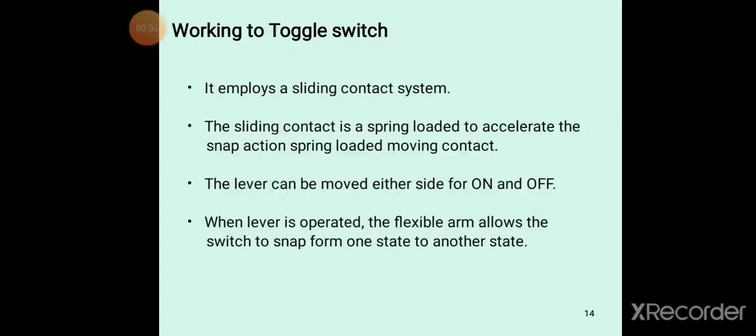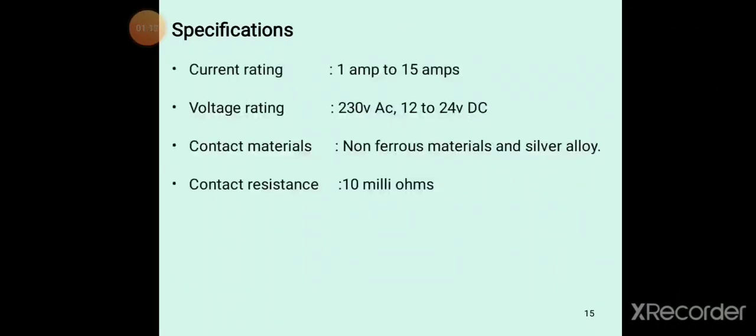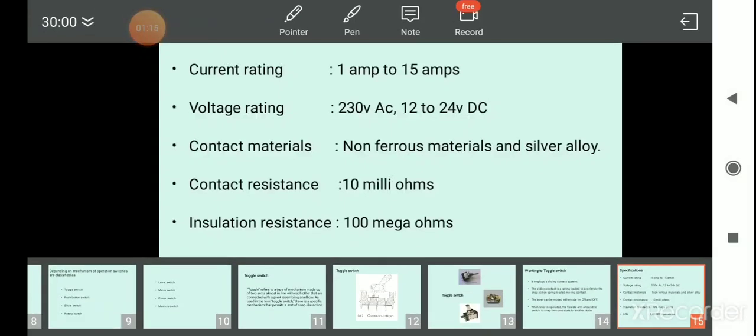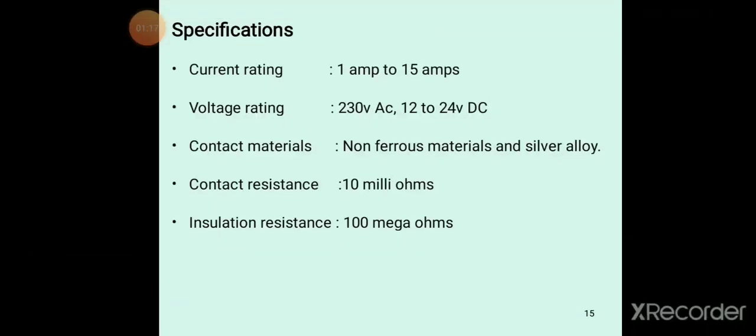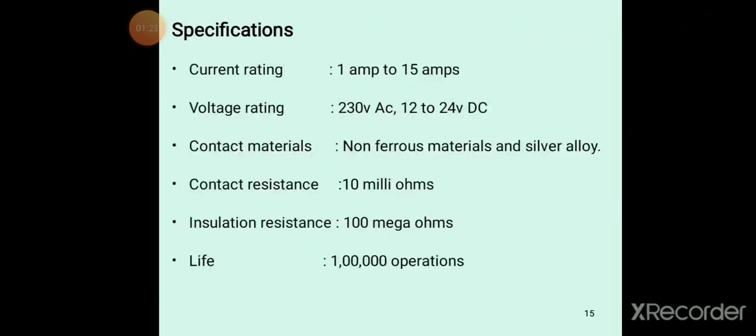When the lever is operated, the flexible arm allows the switch to snap from one state to another state, that is, on state to off state or off state to on state. Now you see here the specification of the toggle switch. Generally, specification means we try to know the current rating, voltage rating, contact materials, contact resistance, insulation resistance, and the lifespan of the switch.